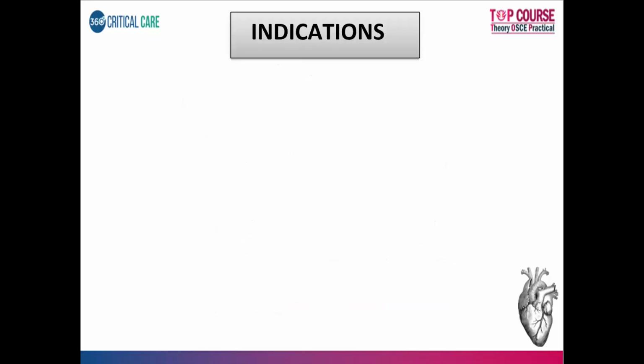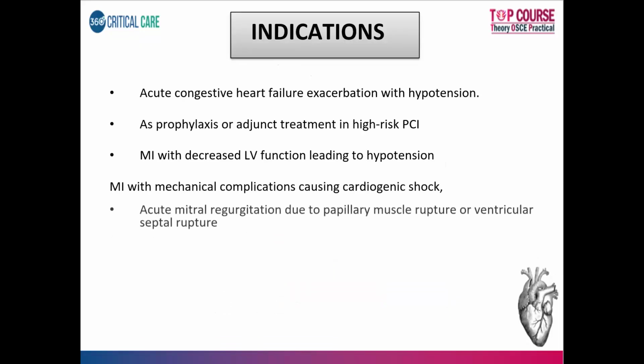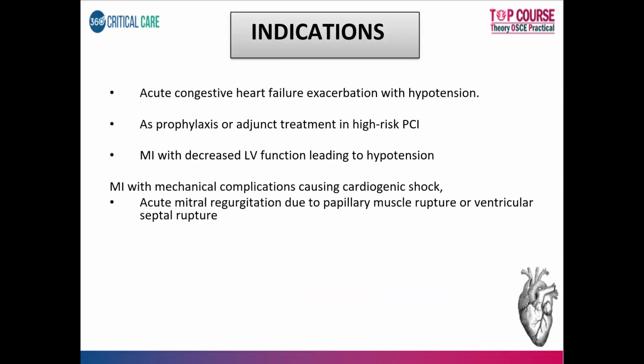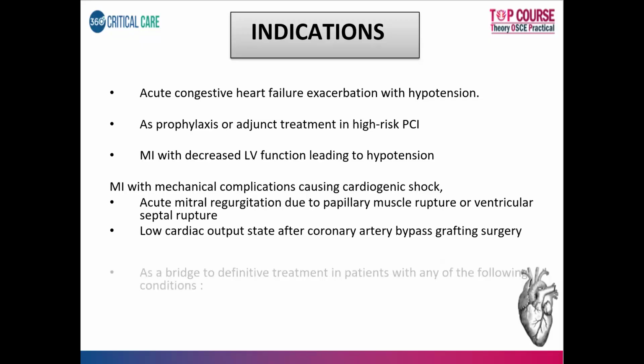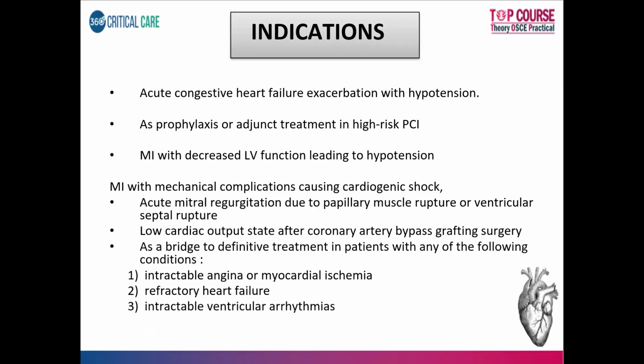Okay. So what are the indications for IABP? It is usually used in congestive heart failure with exacerbation with hypotension, and as prophylaxis, an adjunct treatment in high-risk PCI. So MI with decreased LV function leading to hypotension, MI with mechanical complications, patients with acute mitral regurgitation due to rupture of the papillary muscles or VSR, that is ventricular septal rupture, low cardiac output state after coronary artery bypass graft, or it can be used as a bridge to one of these conditions, that is intractable angina or myocardial ischemia, refractory heart failure, intractable ventricular arrhythmia.